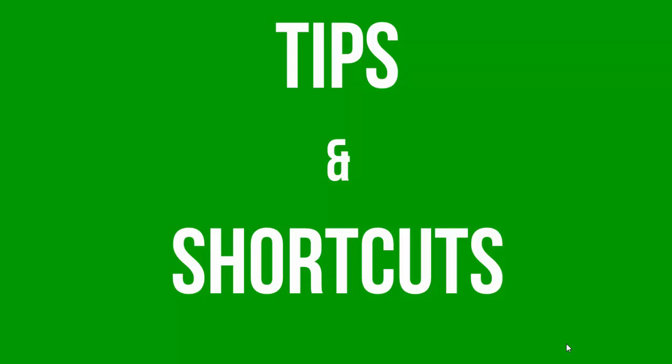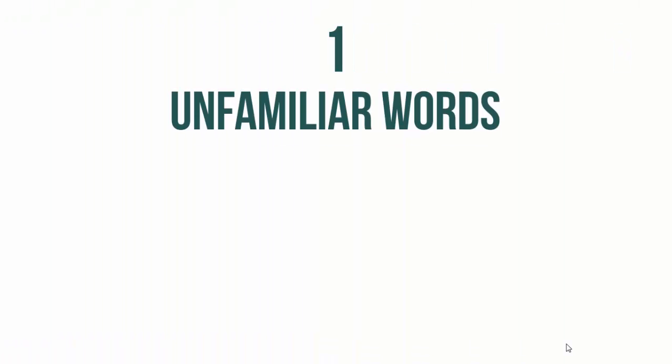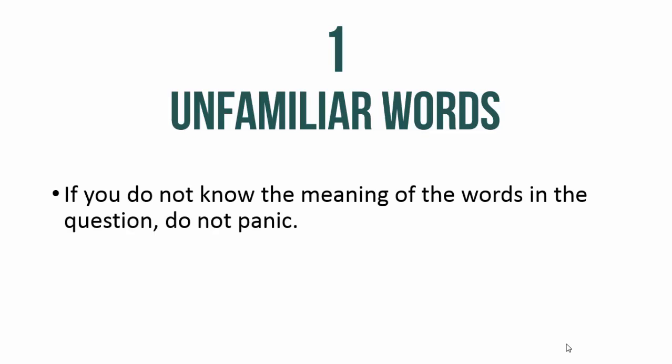Let's now look at some tips and shortcuts which will enable you to solve these questions in an even quicker manner. The first shortcut deals with unfamiliar words. Sometimes in a pair of words given in an analogy, you would not know the meaning of the words in the question. What do you do then? Do not panic because you can always work backwards from the options.